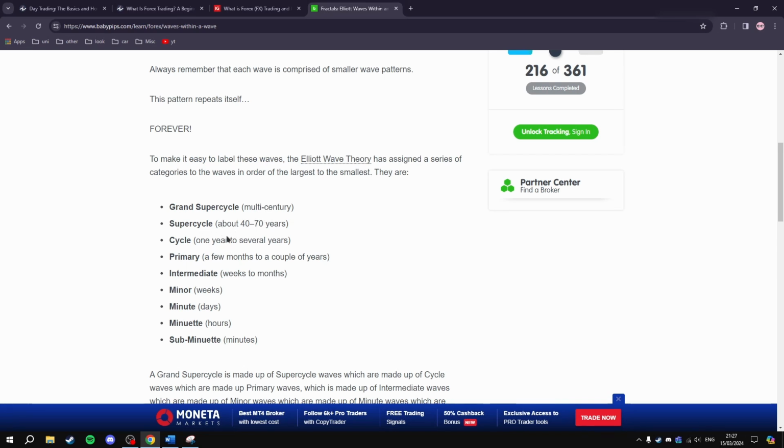Cycle, 1 year to several years. Primary, a few months to a couple of years. Intermediate, weeks to months. Minor, weeks. Minute, days. Minuette, hours. Subminuette, minutes.